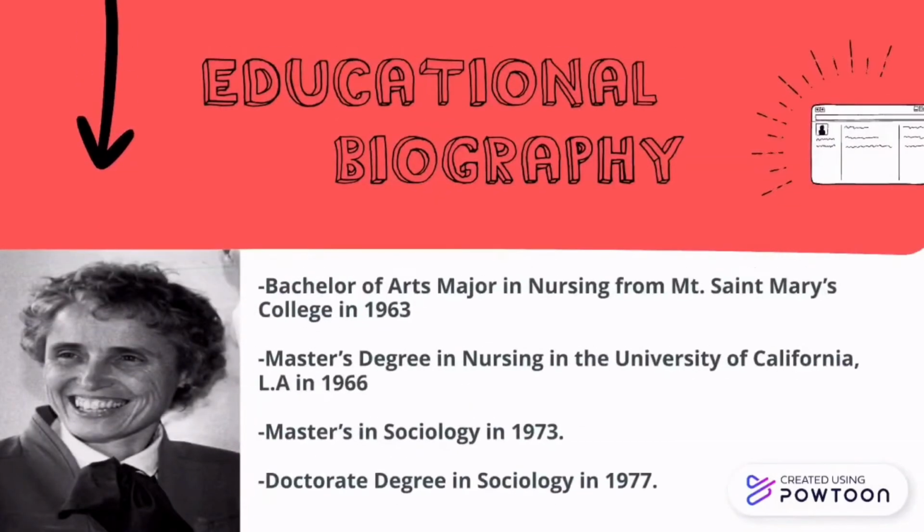For her educational biography, back in 1963, Callista Roy took a Bachelor of Arts, majoring in nursing, from Mount St. Mary's College in LA. In 1966, she took her master's degree in nursing at the University of California, LA. Then in 1973, she took a master's in sociology, and in 1977, she took the doctorate degree in sociology at the same university where she took her master's degree.